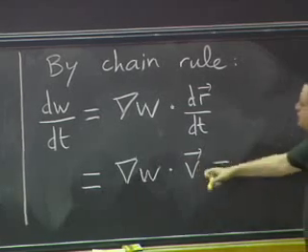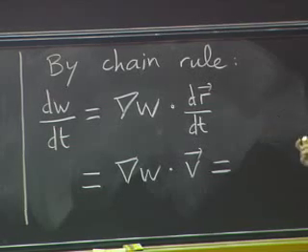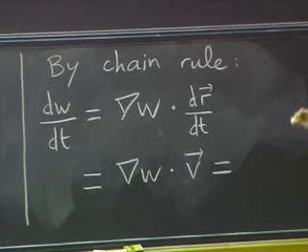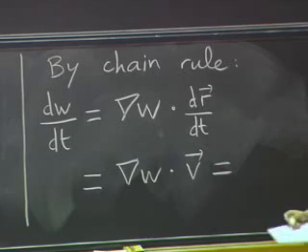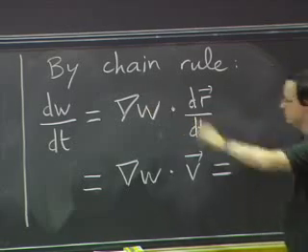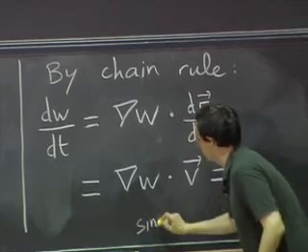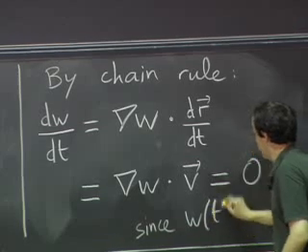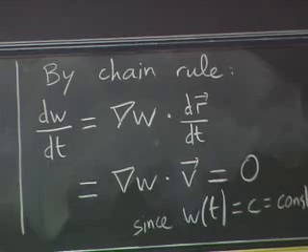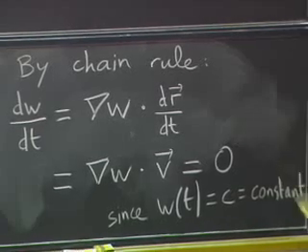And what should it be? What happens to the value of W as t changes? Well, it stays constant because we are moving on a curve. That curve might be complicated, but it stays always on the level W equals c. So it's 0 because W of t equals c, which is a constant. Okay, is that convincing?